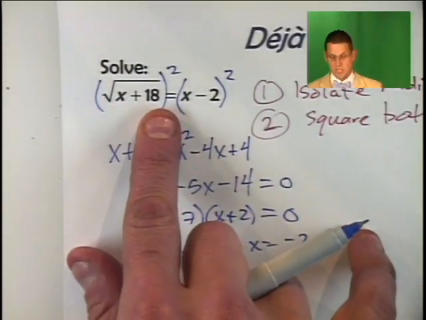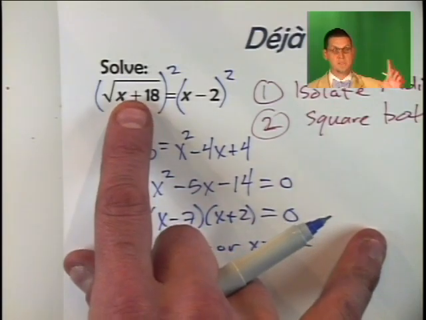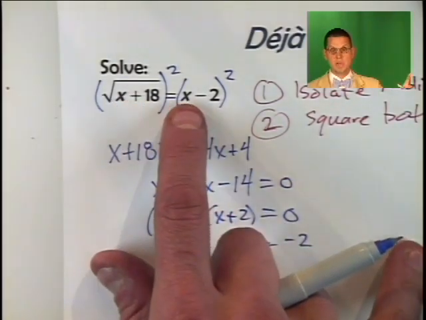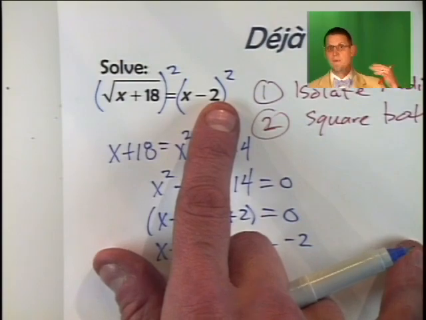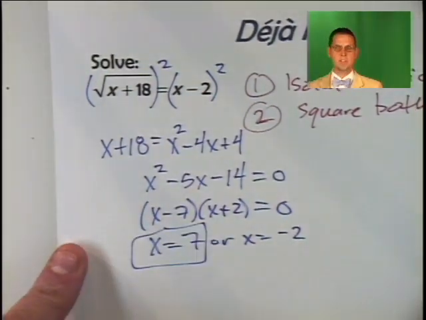7 plus 18 is 25. The indicated root is positive, so the positive square root of 25 is positive 5. What is 7 minus 2? 5. Does 5 equal 5? Yes. Welcome to the club, 7.